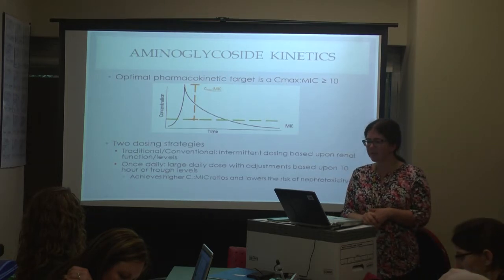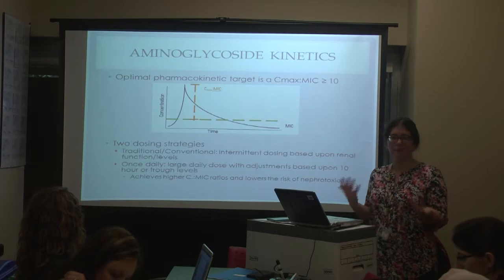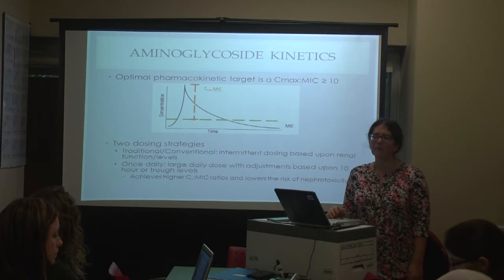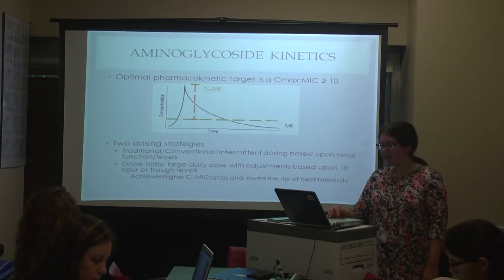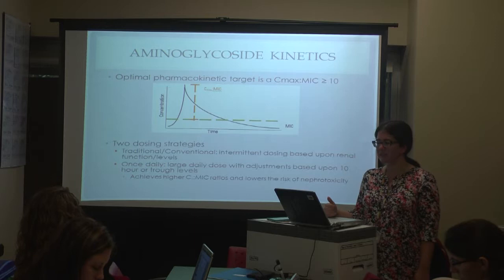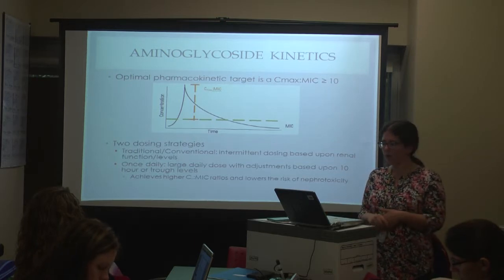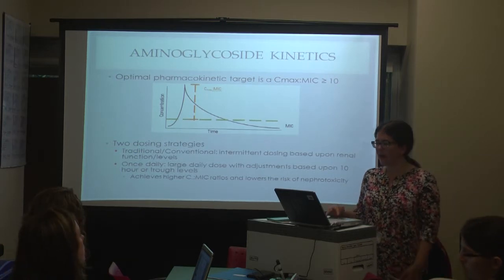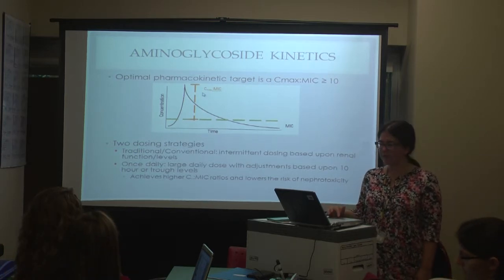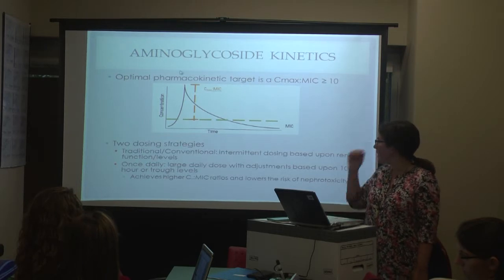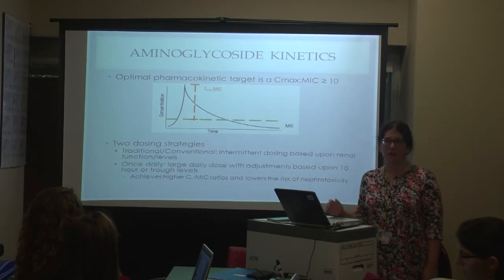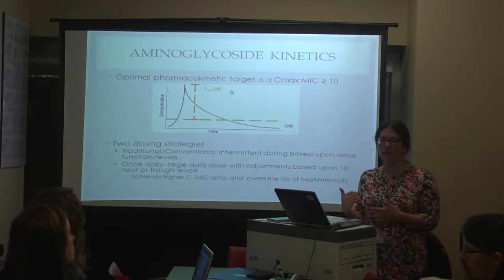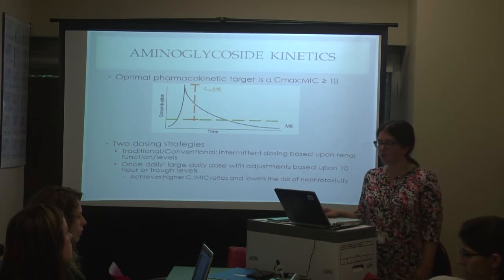And we have two different dosing strategies. We have traditional or conventional dosing, and that's intermittent doses, generally every 8 hours. And then we have our extended interval, or once daily. These are large daily doses with adjustments based on a random level or trough levels. When we do the extended interval, we're achieving higher Cmaxes because we're giving much bigger doses, so we're going to get much higher concentrations. And we can lower the risk of nephrotoxicity as well, because we're going to have lower troughs, because we're only doing every 24-hour dosing.